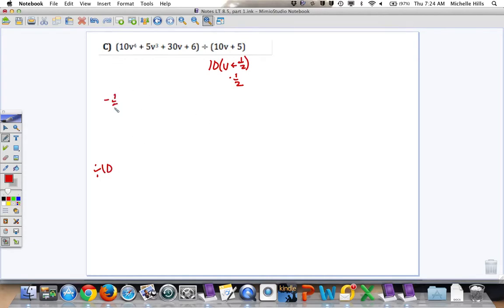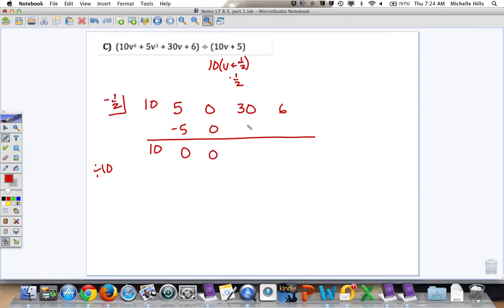So negative 1/2, 10v to the 4th, 5v cubed. I don't have a v squared, so I need to put a 0 in to hold that place. 30v and 6. So bring down my 10, multiply by negative 1/2, which is negative 5, and 0 minus negative 5... bring down a 0, times negative 1/2 is 0 again, which brings down a 30. And then 30 times negative 1/2 is negative 15, and I bring down a negative 9.